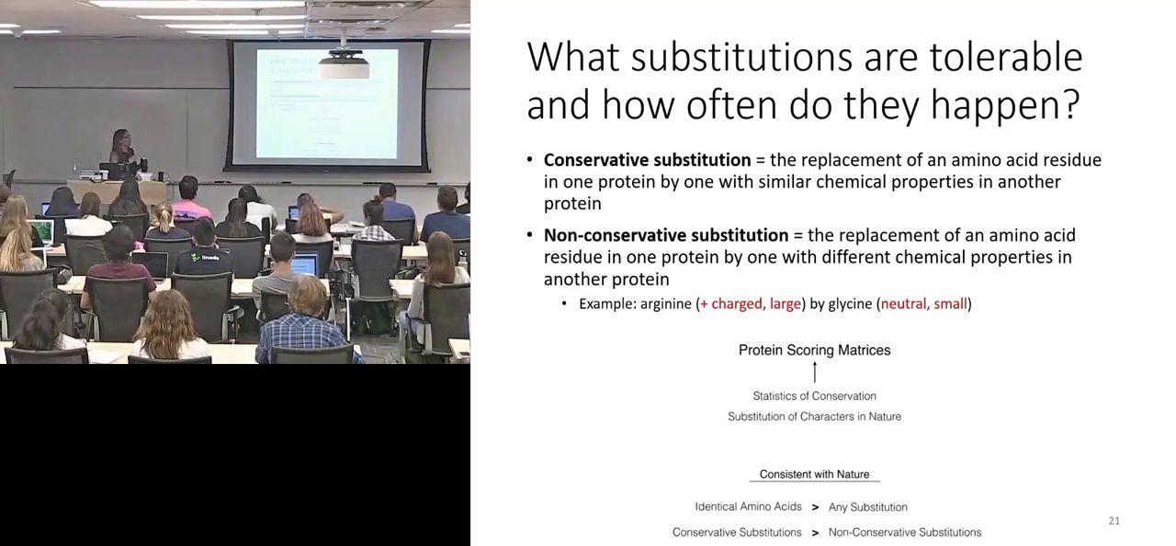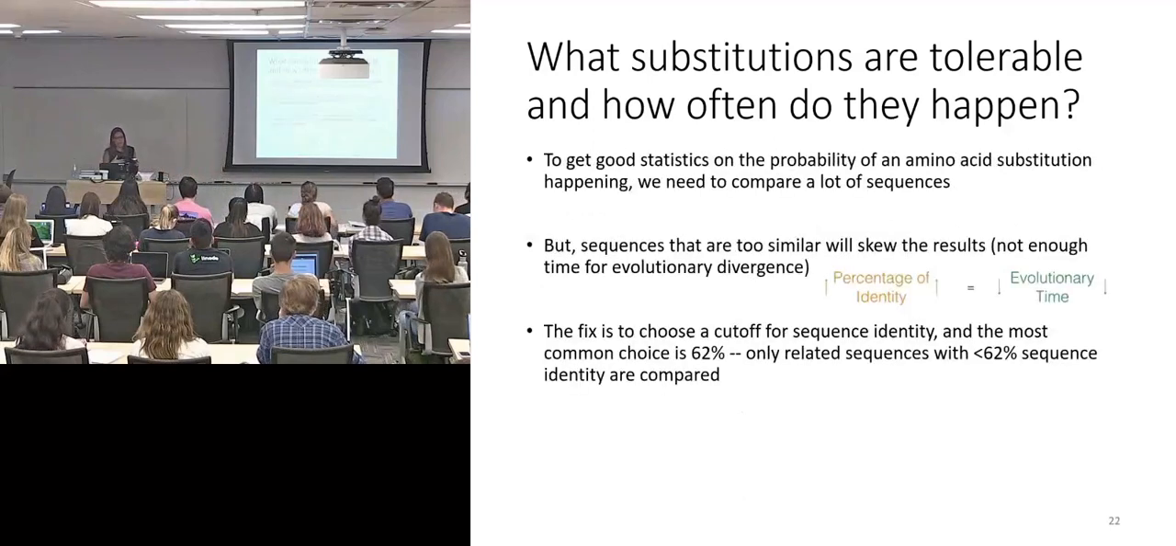And that's what we expect to see. Does this happen way more frequently in nature on our scoring matrix than this? We want to ask what substitutions are tolerable and how often they happen. To get good statistics on these probabilities, we have to have a lot of sequences, thousands of sequences of sufficient length. We don't want them to be too similar.